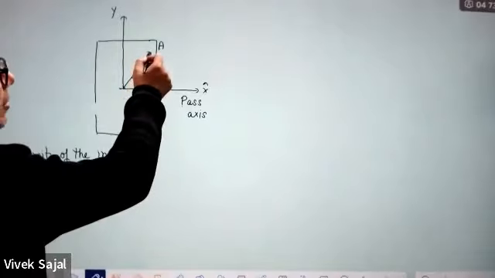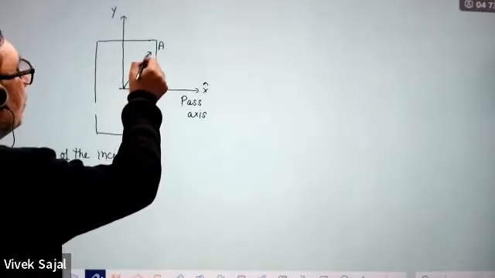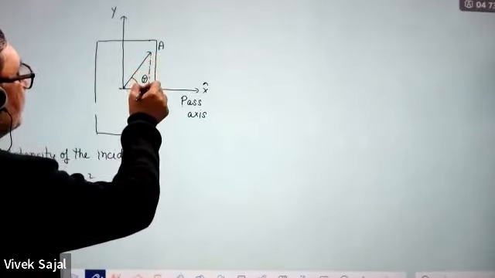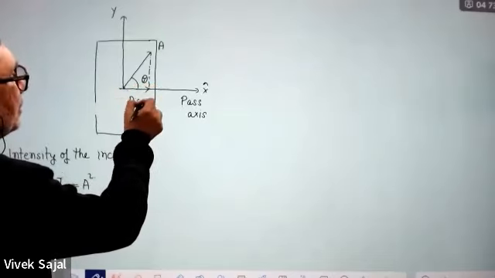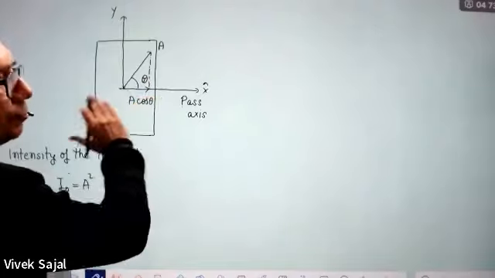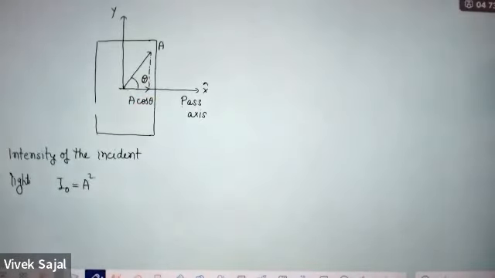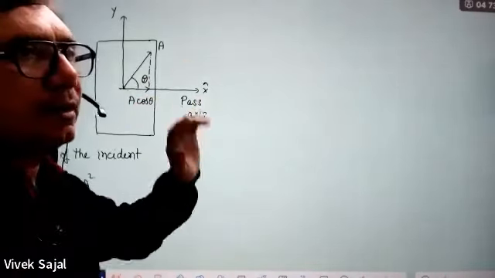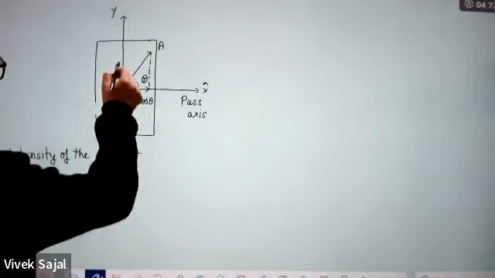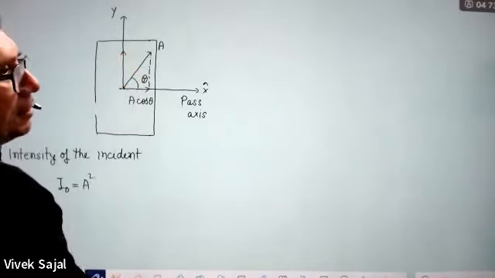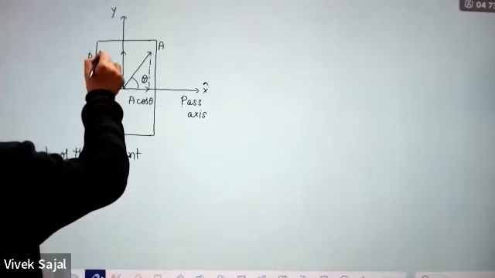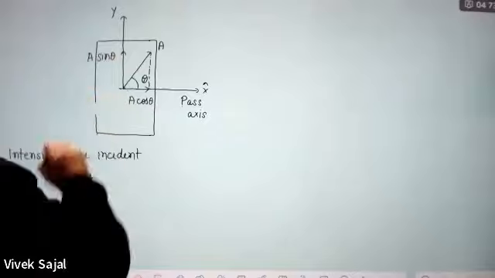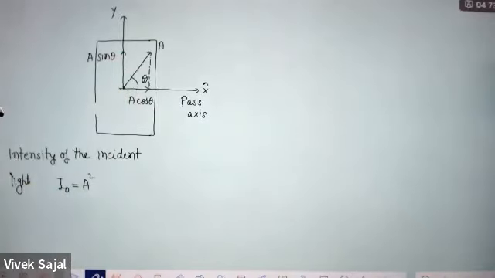So you can resolve this into two components. One component is A cos theta, which is allowed to pass through this polarizer. And this one is A sin theta, which will be absorbed or reflected back. So we are concerned about this A cos theta.